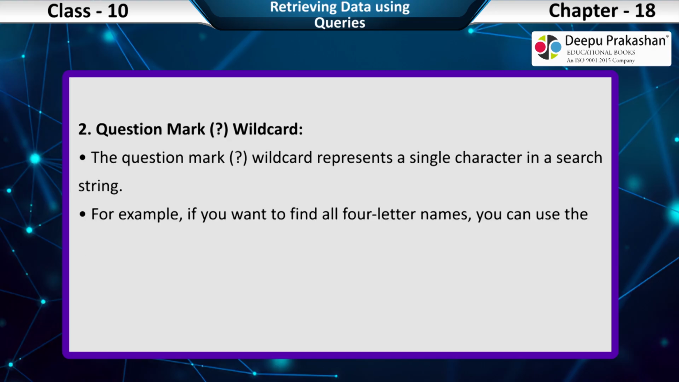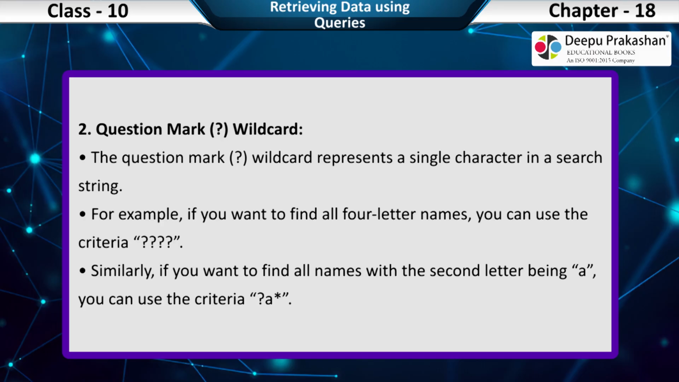Question mark wildcard. The question mark wildcard represents a single character in a search string. For example, if you want to find all four-letter names, you can use the criteria. Similarly, if you want to find all names with the second letter being A, you can use the criteria A asterisk.